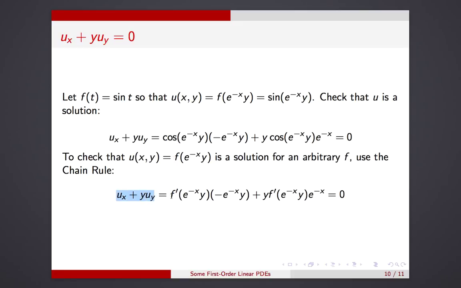Ux plus yuy equals, you prime the outside guy, right? Leave the inside alone. You got your partial with respect to x of the inside sitting here, plus a y. Prime the outside, leave the inside alone, partial with respect to y is here, and notice no matter what that f is, you have a negative guy here, positive of the same thing, so they add to 0. So all those guys are solutions. F could be sine, cosine, t squared, t cubed, root t, whatever, right? All these guys work.